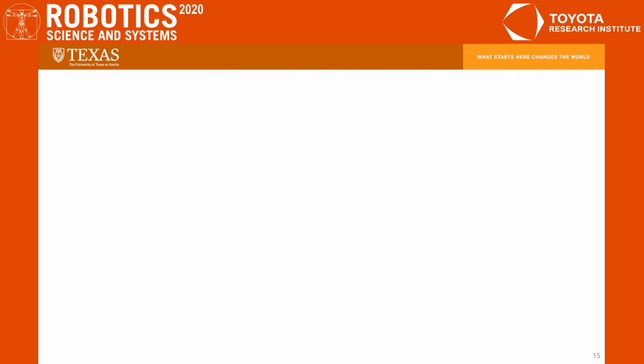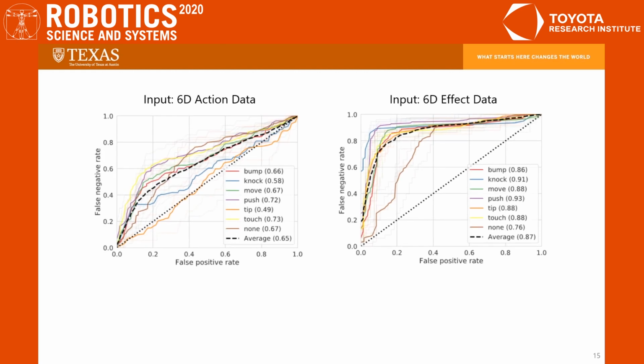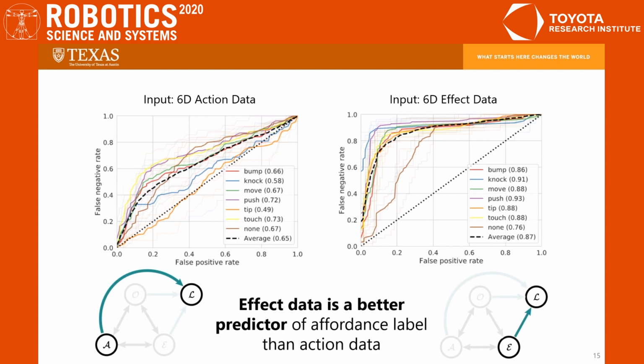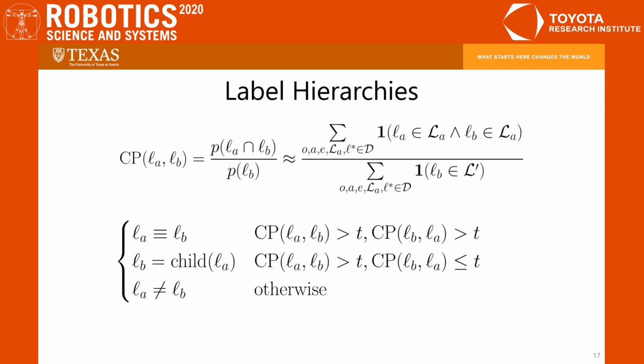To learn a labeling function for these affordances, we trained support vector machines over both the action and effect data for each label and analyzed their performance. We found that effect data in particular gave a much stronger predictive signal for whether or not a human would provide a particular label. Another interesting feature of the collected label data is that many labels tended to occur together.